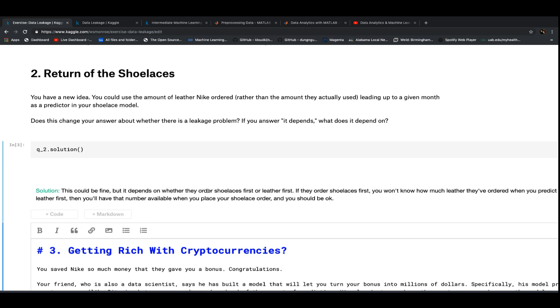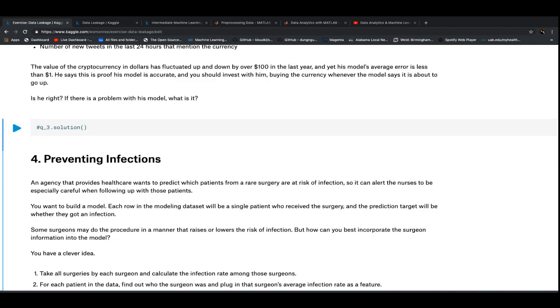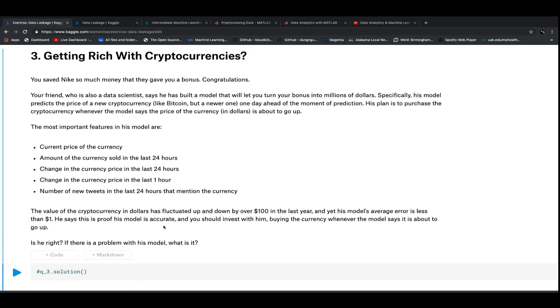They say this could be fine, but it depends on whether they order the shoelaces first or the leather first. If they order the shoelaces first, then you won't know how much leather they've ordered when you predict the leather first. That makes sense. So again, the answer kind of depends on how they have been entering the data.